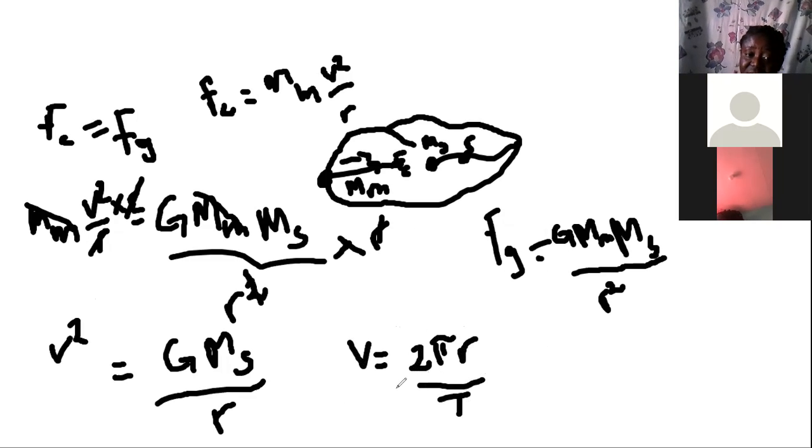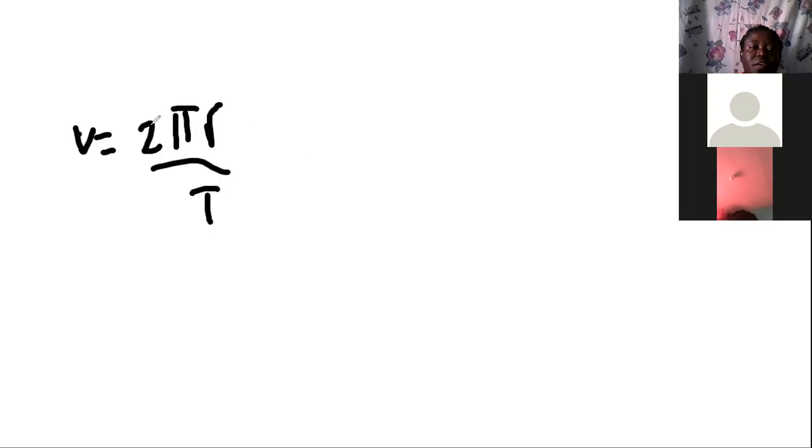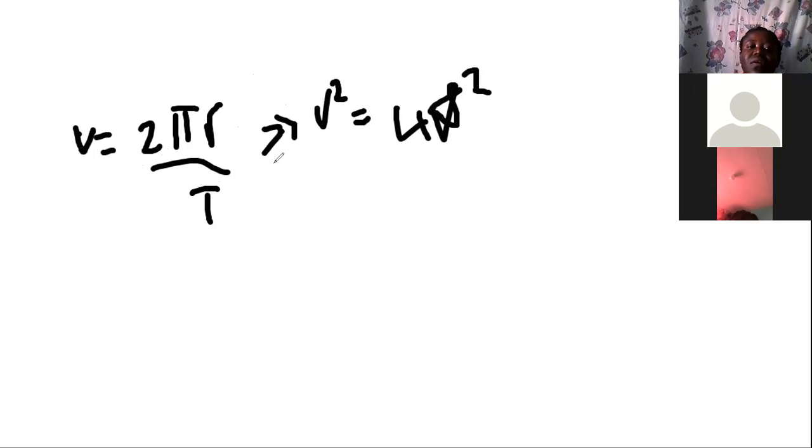So if we substitute this into here, the v squared becomes, remember we have v equals 2 pi times the radius, divided by the period. So if we square on both sides, squaring gives us that v squared equals 2 squared gives us 4, pi squared gives us pi squared, r squared, over T squared.